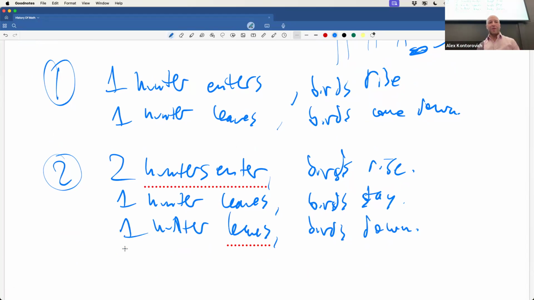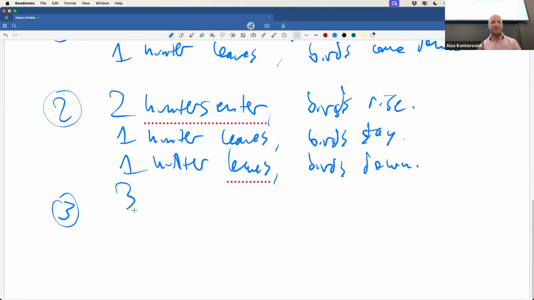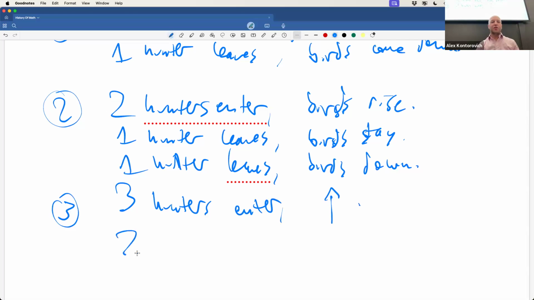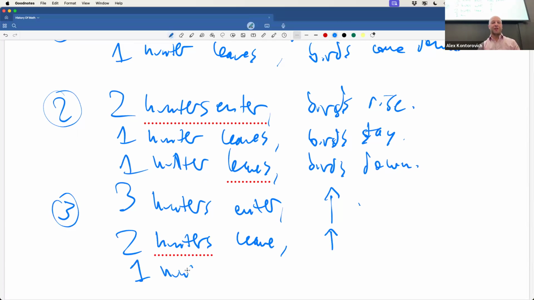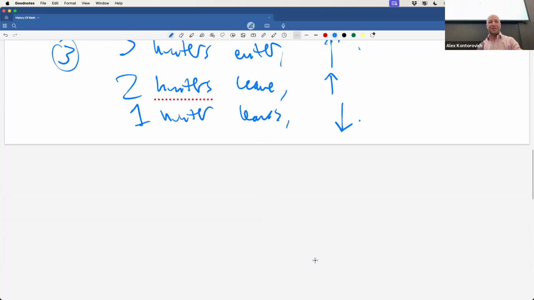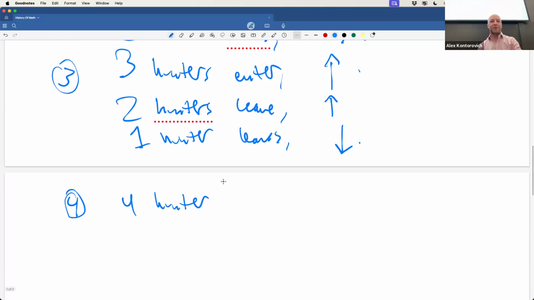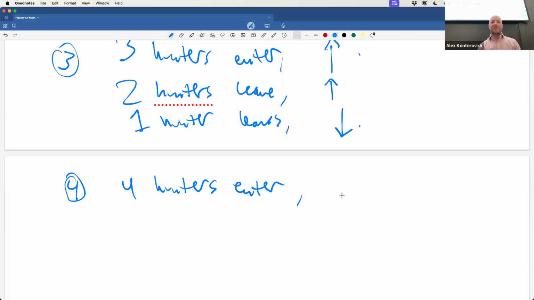Okay. 3 hunters enter. Birds go up. 2 hunters leave. They see 2 hunters leave. They stay up. 1 more hunter leaves. They go down. Okay, this is looking pretty boring. 4 hunters enter. Birds go up. 3 hunters leave.